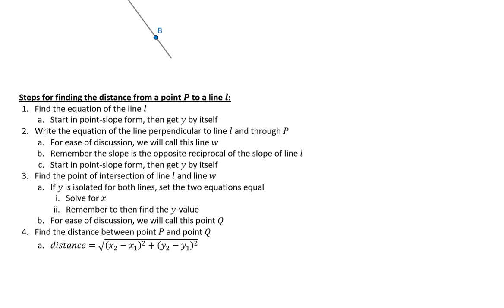Step 3, find the point of intersection between L and W. So this is a system. If you have gotten y by itself in step 1 and in step 2, it just means you need to set your two equations equal from those steps. Solve for x, and then remember, we also need the y value because it is going to be a point. And we're going to call this intersection point Q. So I have point P, and now I have point Q. I just use the distance formula to find the distance between them.